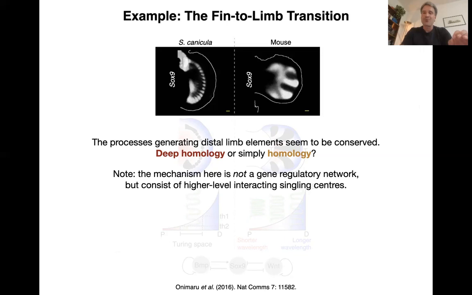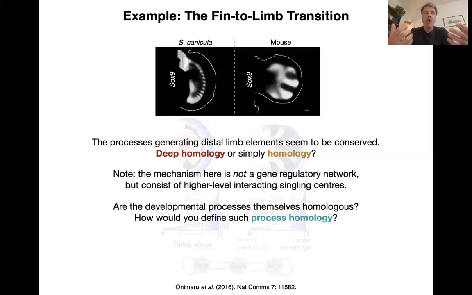So what I want to focus on is, are the developmental processes themselves homologous? Okay, so what criteria do we need to define a homology of the processes, a process homology? That's a question, because it's whether the dynamics of the process are dissociable from the homology of the resulting character trait. This is a question that needs to be looked at separately, okay?